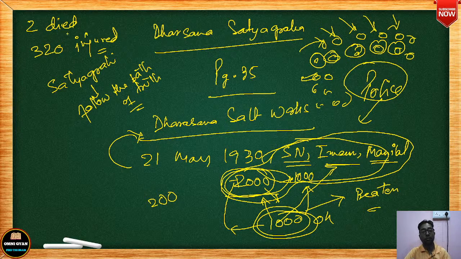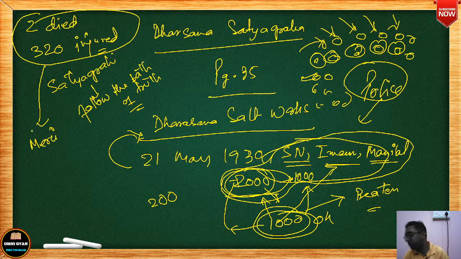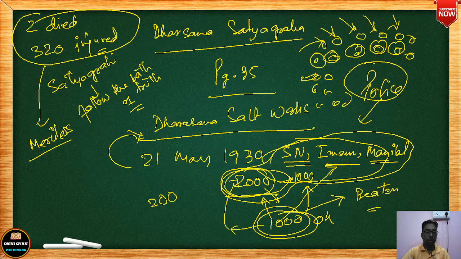Now, this Dharasana Satyagraha movement was actually a very big incident. Why? Because the police were actually very merciless. They did not show any mercy to the defenseless people. They did not have anything, unarmed. कोई हथियार नहीं था उनके पास. They did not carry any arm or anything. They were very merciless actually, and mercilessly they had beaten the satyagrahis.